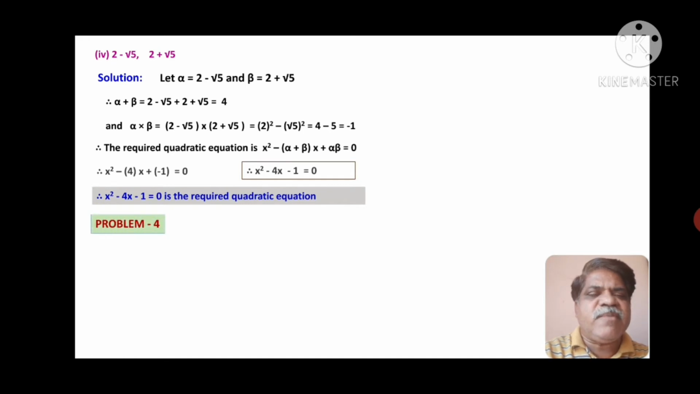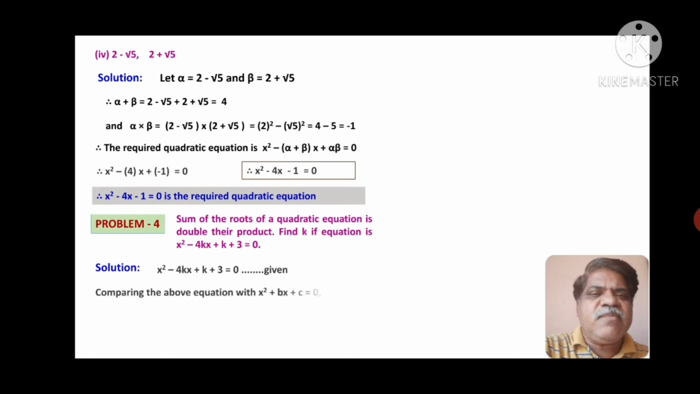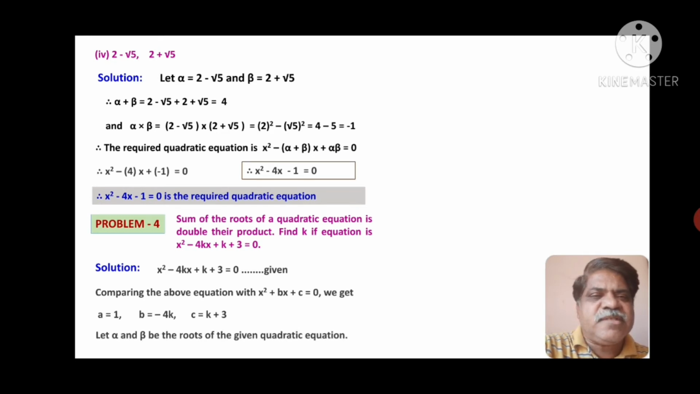Friends, now we will see problem number 4. Sum of the roots of the quadratic equation is double their product. Find k if the equation is x square minus 4kx plus k plus 3 is equal to 0. Friends, here x square minus 4kx plus k plus 3 is equal to 0. It is given. Now comparing the above equation with a x square plus bx plus c is equal to 0, we will be getting that a is equal to 1, b is equal to minus 4k and c is equal to k plus 3. Let alpha and beta be the roots of the given quadratic equation.